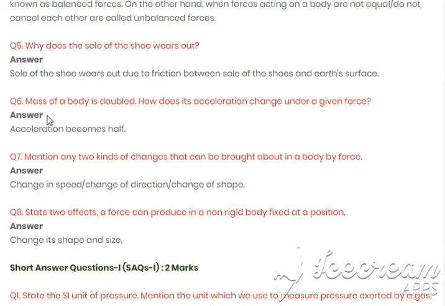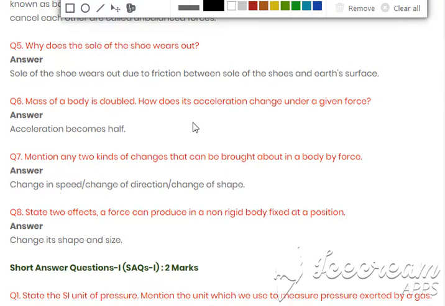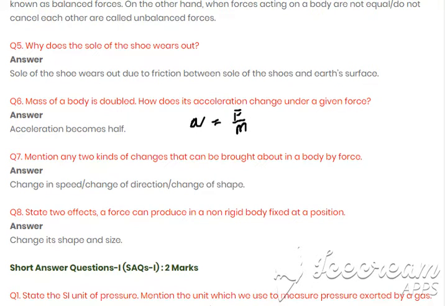Now this question is, mass of a body is doubled. How does its acceleration change under a given force? Now you know the formula F is equal to ma, right? So F is equal to ma. That means a is equal to F by m. So if mass is doubled, a would be half, because they both are inversely proportional to each other, right?